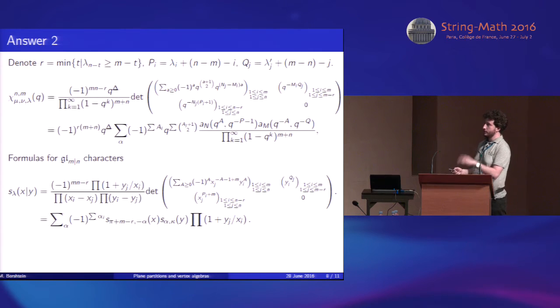If r is 0, then the corresponding representation is called typical, and the whole story is very simple for this representation. For example, here we have summation over alpha, and alpha is now a partition of r parts. If r is 0, we have no summation, and the character is just a product of two characters, the character of GL_N and the character of GL_M.